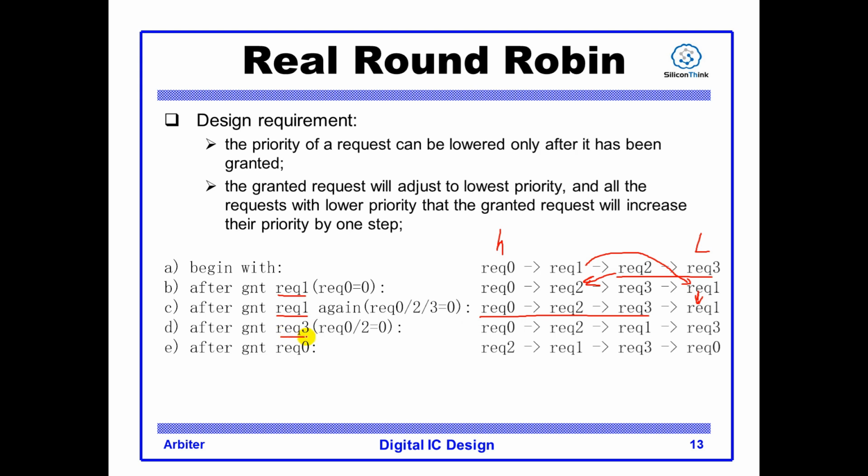Then if we grant request 3, all the requests higher than request 3 will keep, and the requests lower will increase one step. Request 3 will be the lowest. Then if we grant request 0, all the requests lower will be shifted one step, and request 0 will be the lowest.